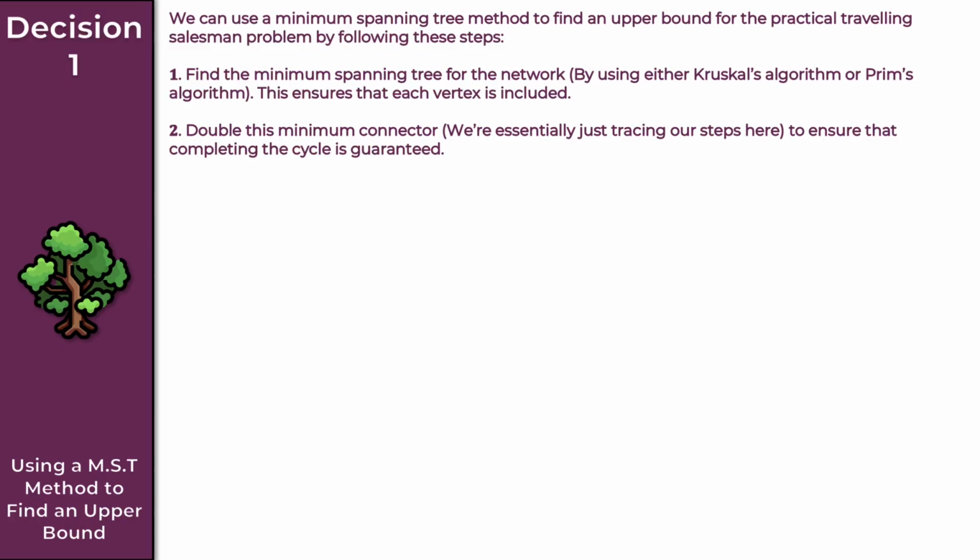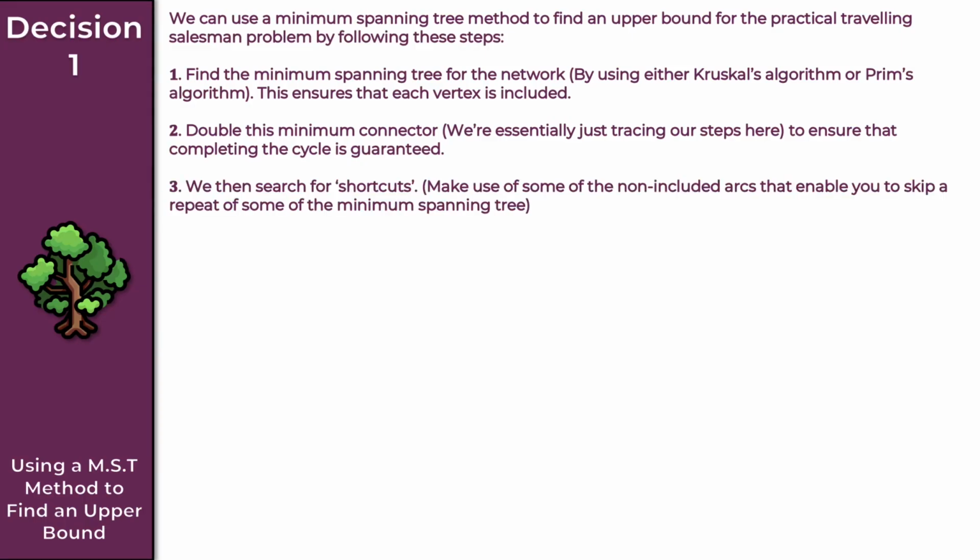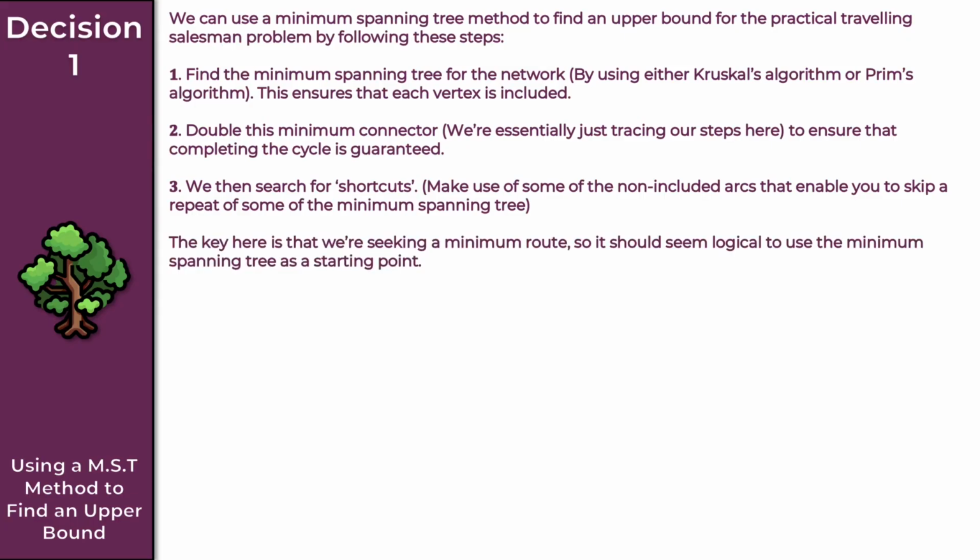Now for step 2, we double this minimum connector. What we're essentially doing here is just tracing our steps, and this ensures that completing the cycle is guaranteed. For the third step, we search for shortcuts. The best thing to do here is to make use of some of the non-included arcs that enable you to skip a repeat of some of the minimum spanning tree. The key here is that we're seeking a minimum route, so it seems logical to use the minimum spanning tree as a starting point.